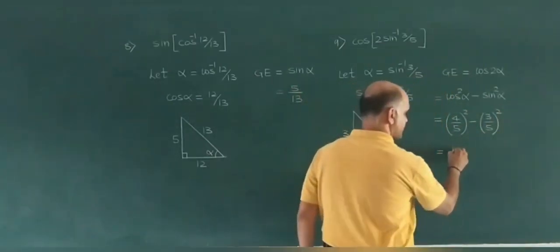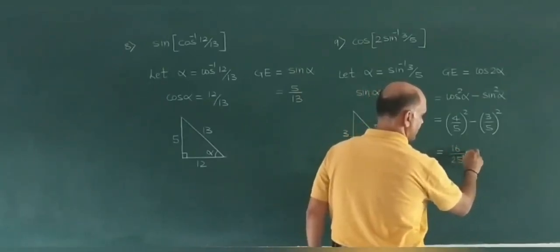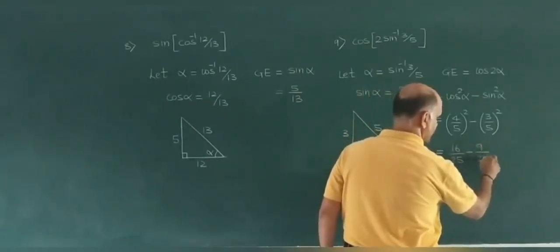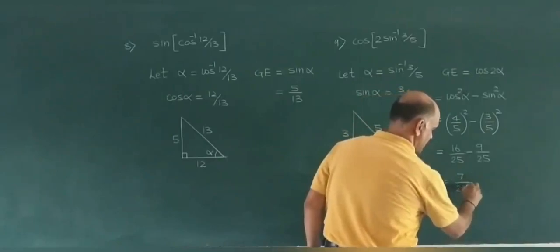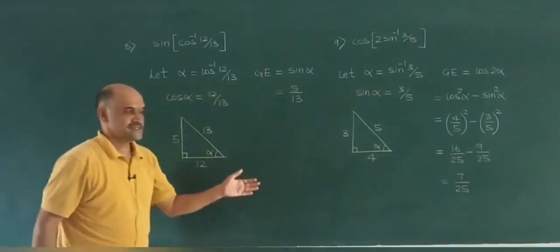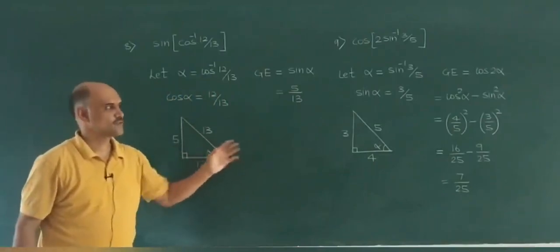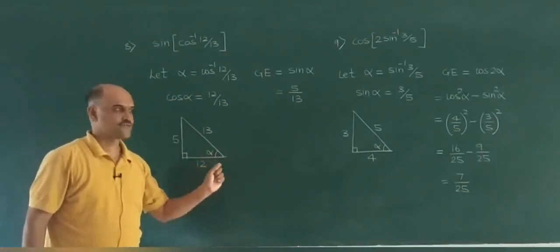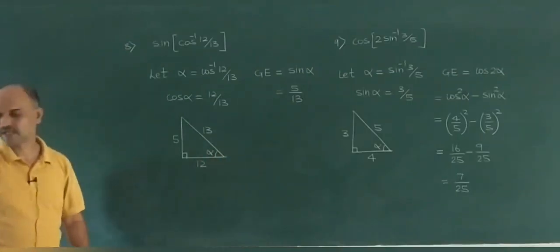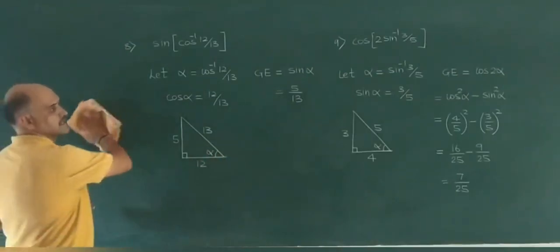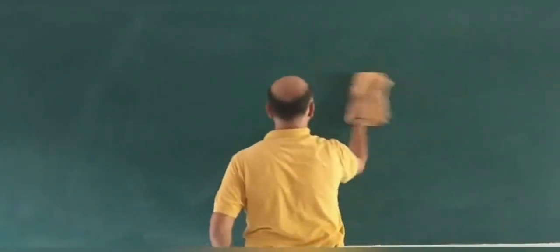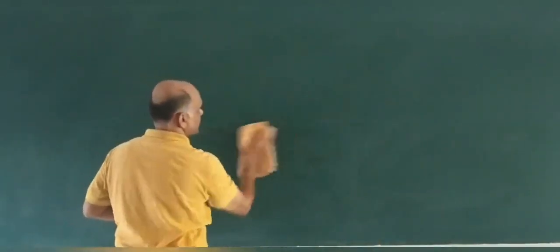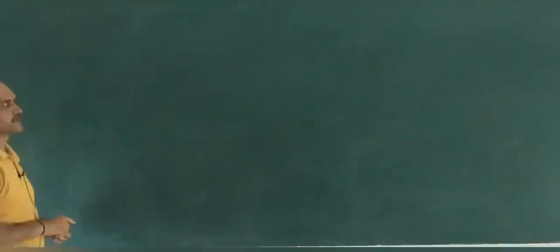So 4 square 16. 16 by 25 minus 9 by 25. So 16 minus 9 is 7. So answer is 7 by 25. So now students, you can pause it, solve these two problems. I will be telling derivation for another 3 formulas which you will be asking in exam. Okay, next. So these formulas are important for 2 marks you will be asking in exam.